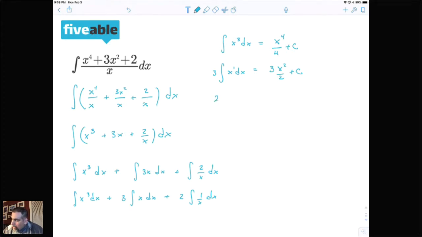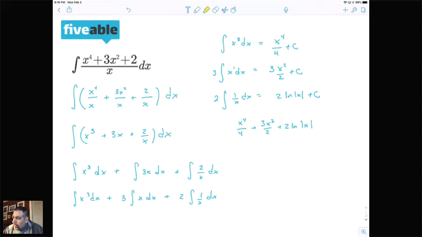And then the third one, the integral of 1 over x dx. Again, 1 over x is one of the integrals that you're just supposed to know, and it matches log of the absolute value of x. We've got 2 on the front, so it's 2 times that. These are the individual answers, and to get the final answer we sum all of these. So the final answer is x to the fourth over 4, plus 3x squared over 2, plus 2 times the natural log of the absolute value of x.